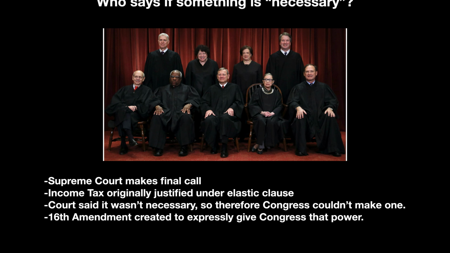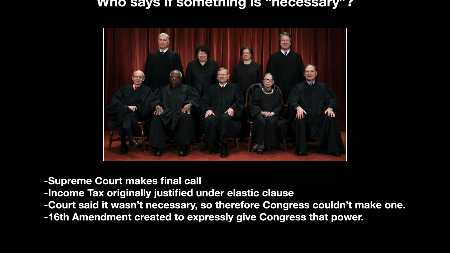Now, eventually, the Supreme Court said, nope, an income tax is not necessary. You might like it, Congress. You might think it's a good idea, but it's not a necessity. And we're not sure you have that power because we're not sure the Constitution grants it to you. So you can't make an income tax. It's an example of the Supreme Court being the final authority on what laws mean, in this case, on the elastic clause. Congress says, we think this is necessary. Supreme Court says, we don't think it is. And, of course, the Supreme Court has the final say.